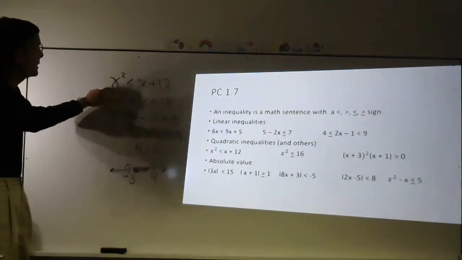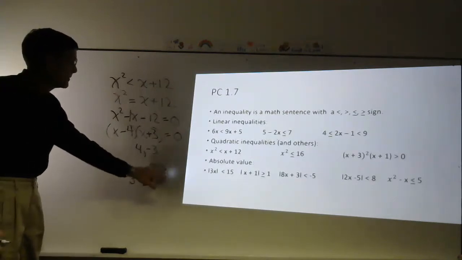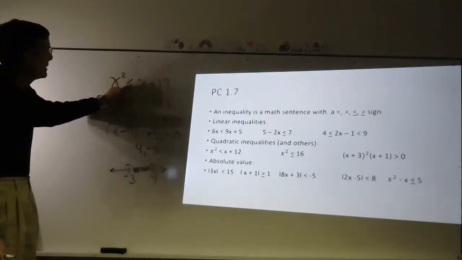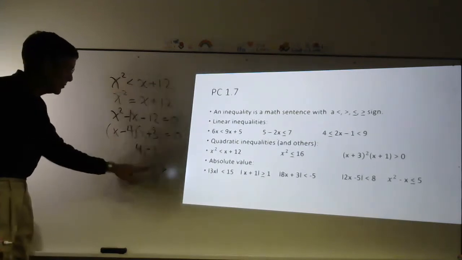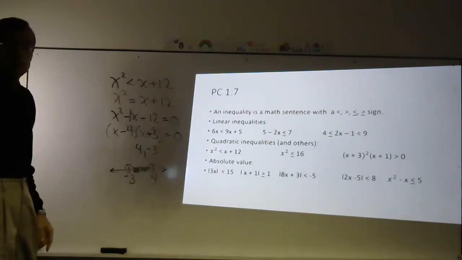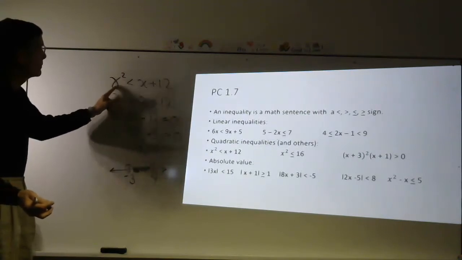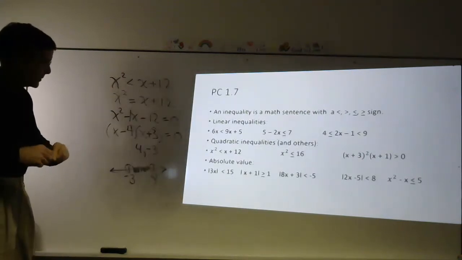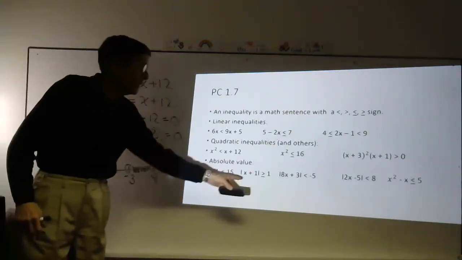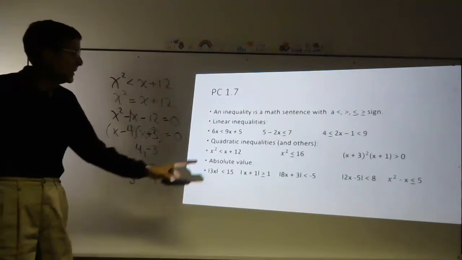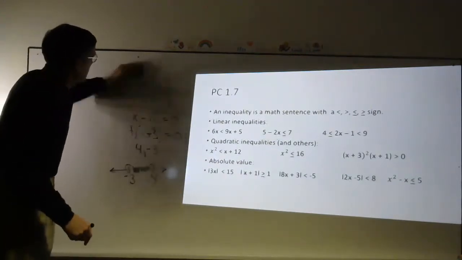Negative 5: 25 is less than 7? I don't think so. Positive 5: 25 is less than 17? I don't think so. Just that region in there from -3 to 4. You can check any point at all in there if you want to see if it works. How about 2? 4 is less than 14. Sure, checks perfectly. This is the absolute easy way to do all of these problems. With an inequality, find the boundary points and then figure out which side to shade.